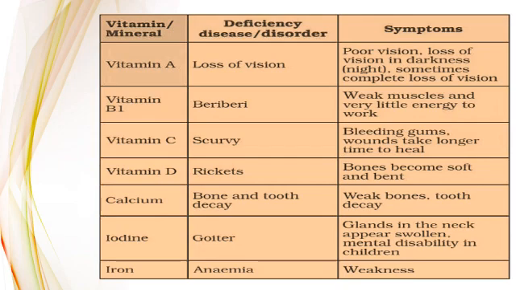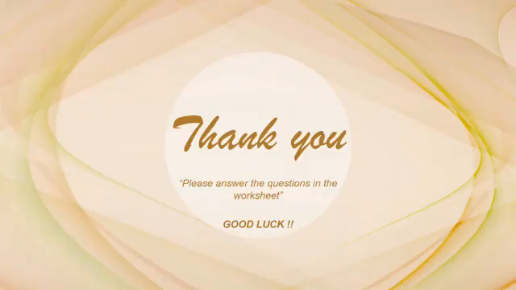Deficiency of vitamin A leads to loss of vision. Deficiency of vitamin B1 leads to beriberi. Lack of vitamin C causes scurvy. Lack of vitamin D causes rickets. Deficiency of calcium causes bone and tooth decay, and deficiency of iodine causes goiter, and lack of iron leads to anemia.